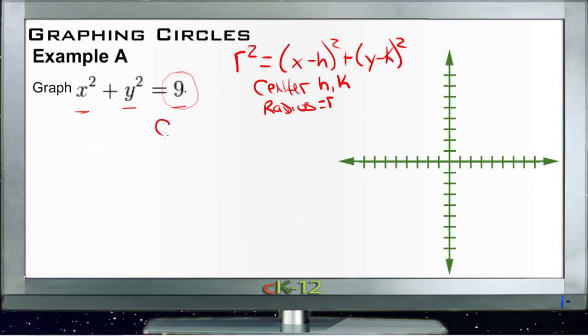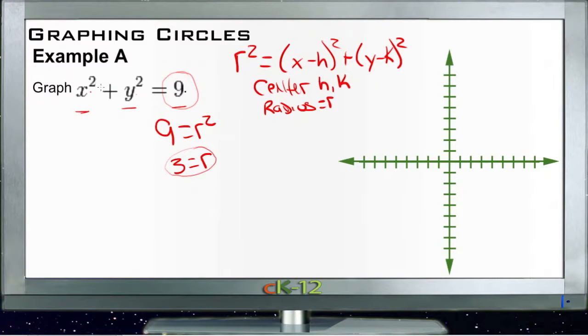So r squared would be the number out by itself. So 9 represents r squared. So if we take the square root of 9, we get 3. So 3 is our radius. So our circle is going to be 3 units in each direction from the center. And the center is represented by the numbers that are subtracted from x and y.